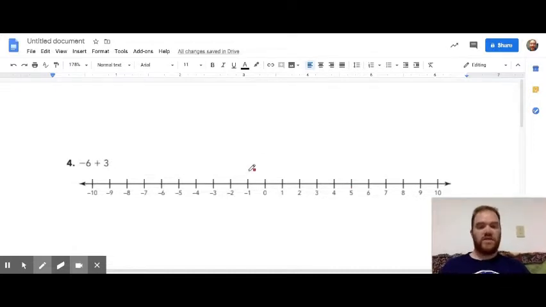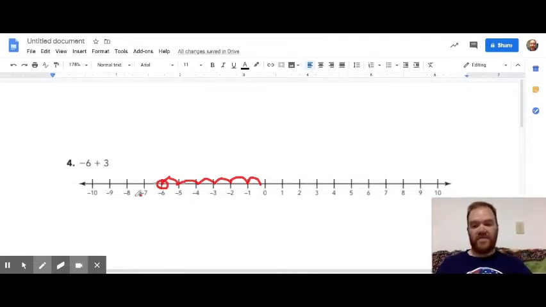We're going to do the same thing with integers. When we're adding, we start here at 0, and then we go to -6. Well, -6 tells me I'm going to go backwards, to the left. So here I go: 1, 2, 3, 4, 5, 6. You see that I'm at -6. This is that first number.